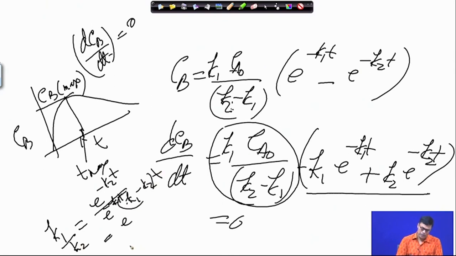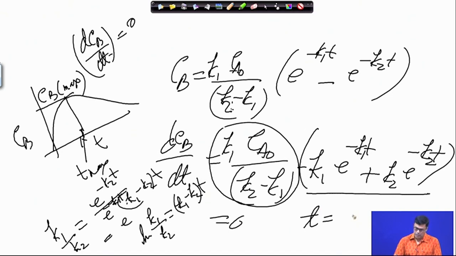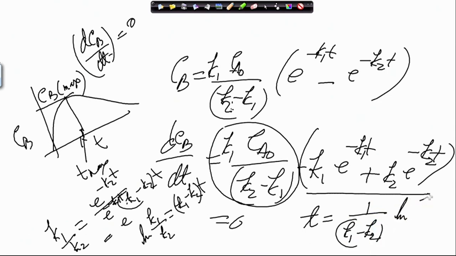If you take the log, then ln(k1 by k2) equals (k2 minus k1) times t. Now t you can write as 1 by (k2 minus k1) times ln(k1 by k2). This is equal to t max. If you put this t max value in the equation, we get the CB max value. This is how you can find the time at which we get the maximum intermediate product formation.